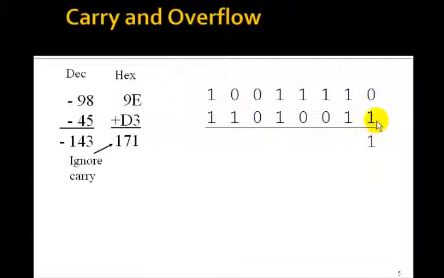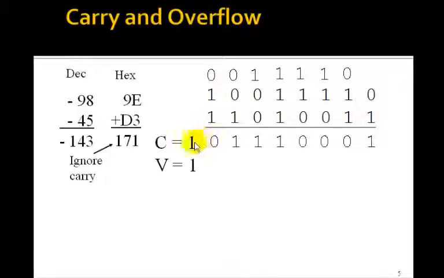0 plus 1 is 1 with no carry. 1 plus 1 is 0 with a carry. 1 plus 1 is 0 with a carry. 1 plus 1 is 0 with a carry. 1 plus 1 plus 1 is 1 with a carry. 1 plus 0 is 1 with no carry. 0 plus 0 plus 1 is 1 with no carry. Here, 1 plus 1 is 0 and a carry. So now the carry bit is set to 1 and the overflow bit is set to 1.